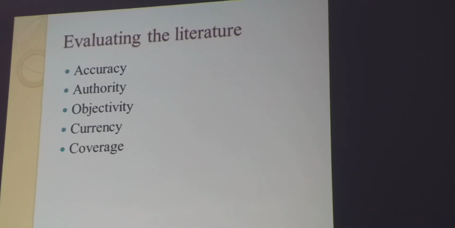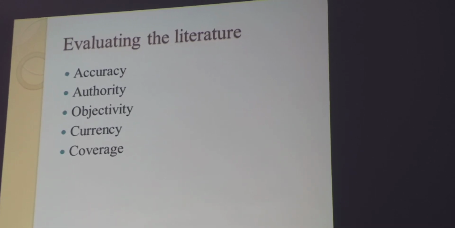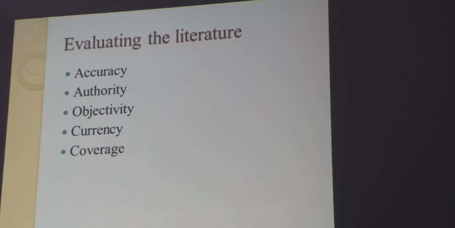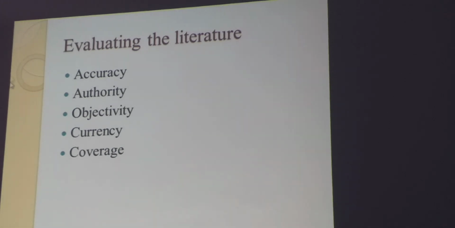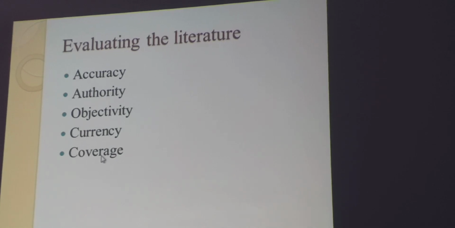When it comes to currency, I should check the date of publication of the work. Is it new or old dated? Does the information meet the scope of my research or not? So I should take into account all these important points in evaluating the literature. It means accuracy, objectivity, currency, and coverage.